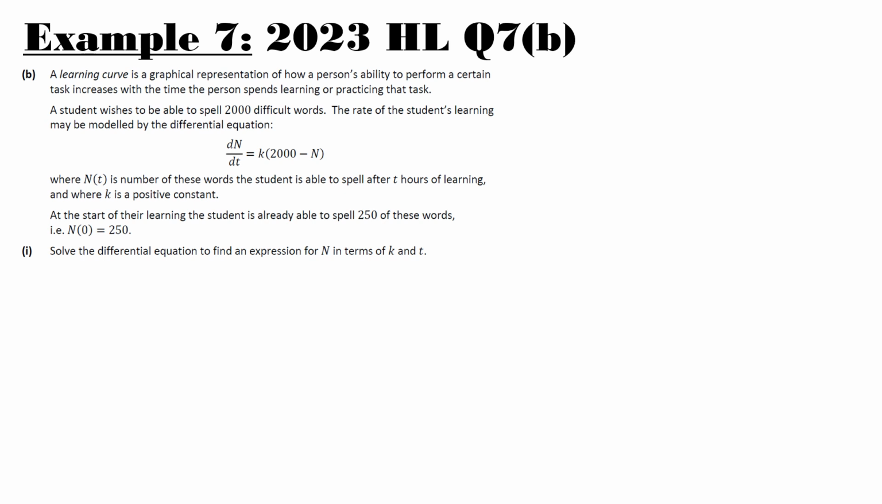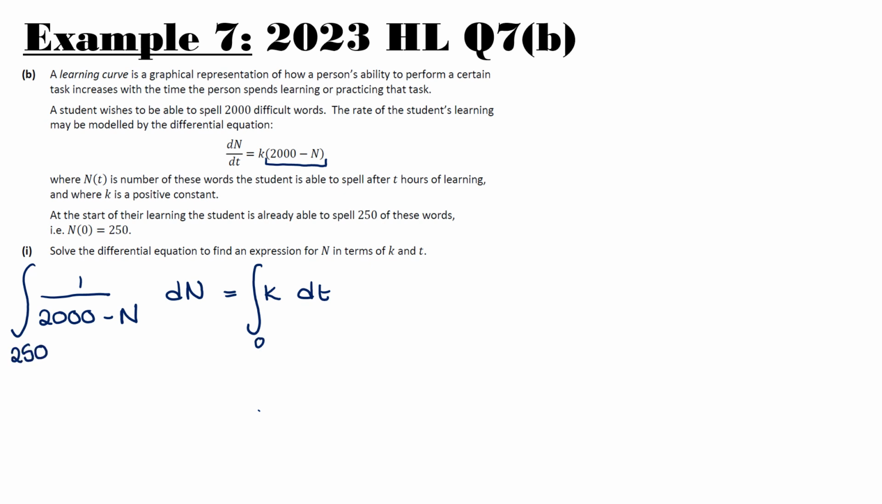So step 1, because we've been given the differential equation, is to separate it out so we have different variables on each side. So we're going to bring the n's to the left-hand side. So I'm going to bring this whole bracket across. So I get 1 over (2,000 minus n) dn is equal to k dt. And we're going to integrate both sides. And when t is 0, we were told that n is equal to 250, and we were trying to find an expression for n in terms of t. We're not subbing in for our k.